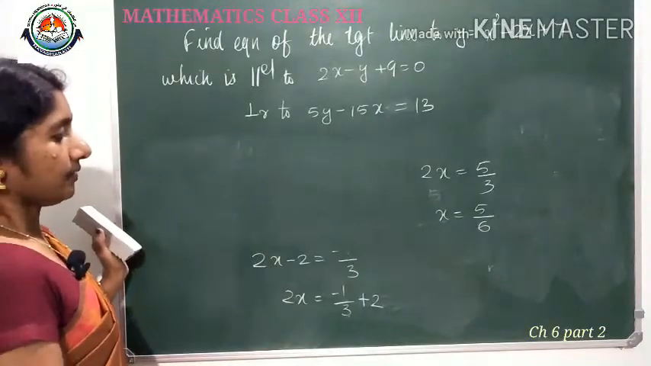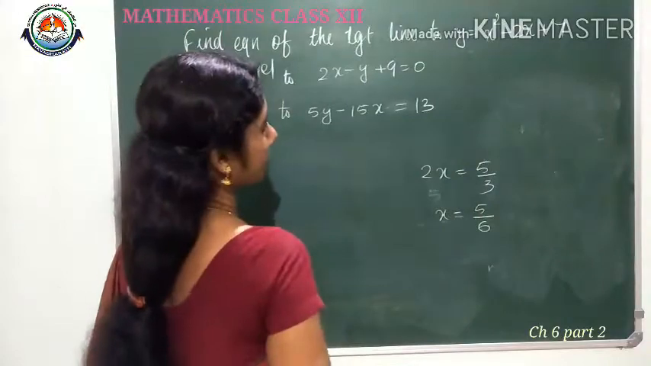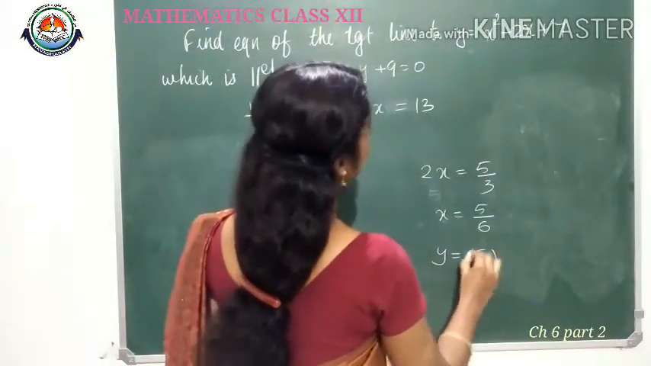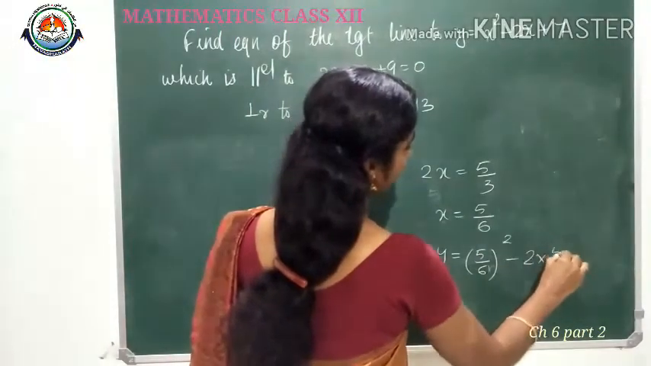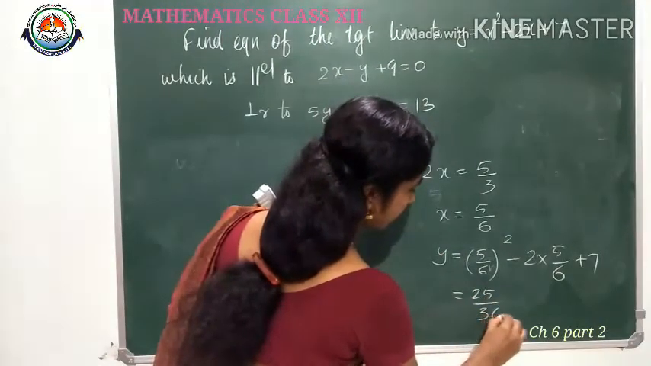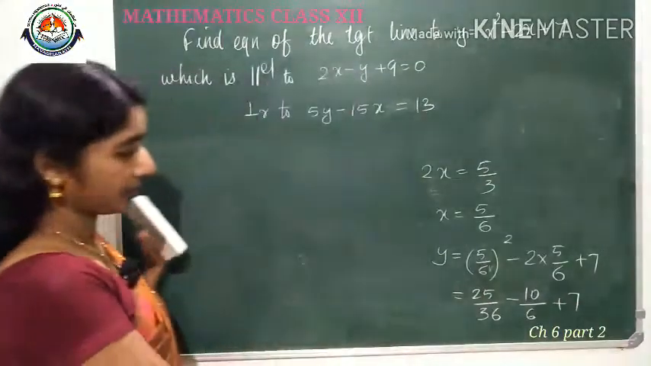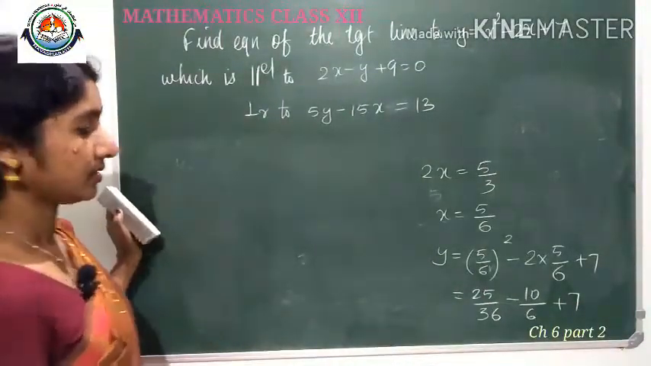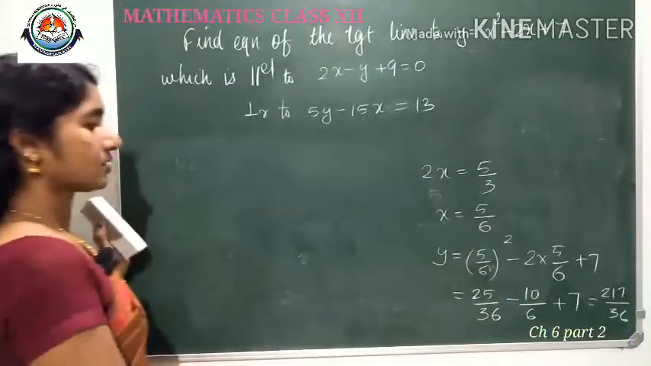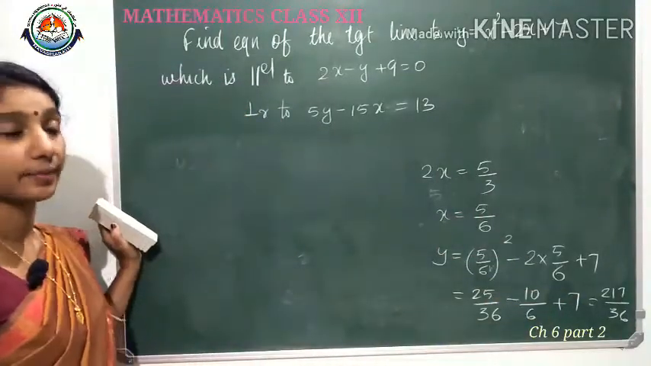Okay. When x equal to 5 by 6, what is the y value? We can find the value of y. y is equal to (5 by 6) whole square minus 2 into 5 by 6 plus 7. This is 25 by 36 minus 10 by 6 plus 7. You can do that calculation, and you will get 217 by 36. So, at x equal to 5 by 6, y is equal to 217 by 36.